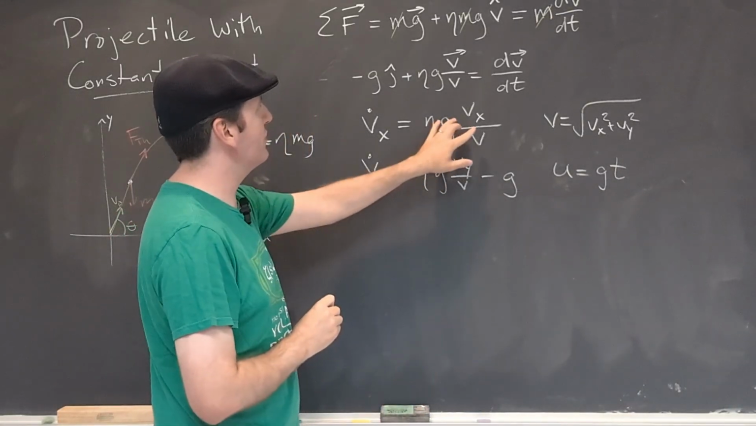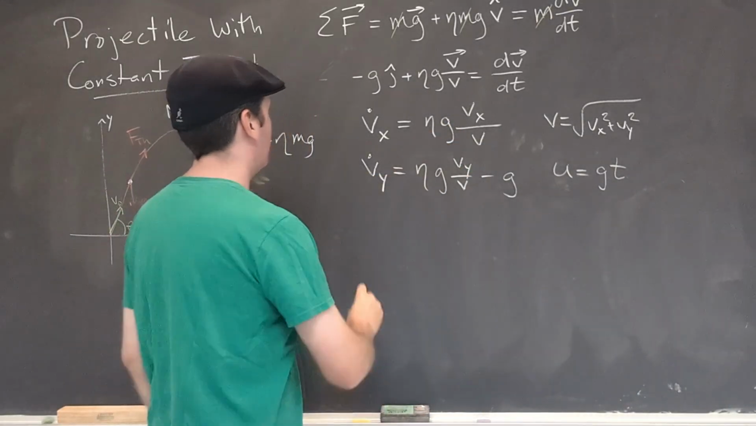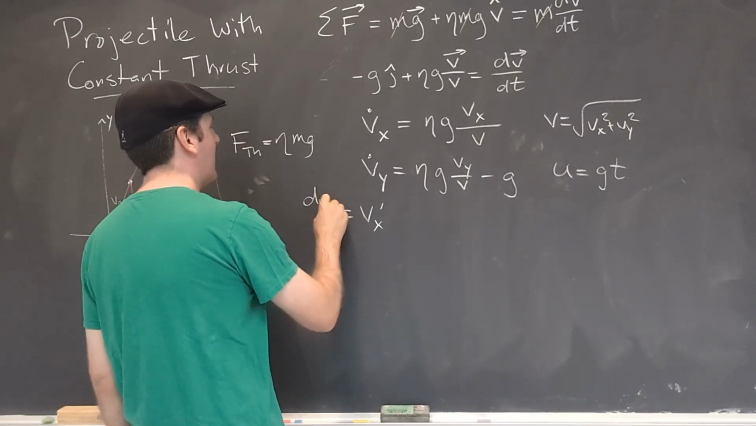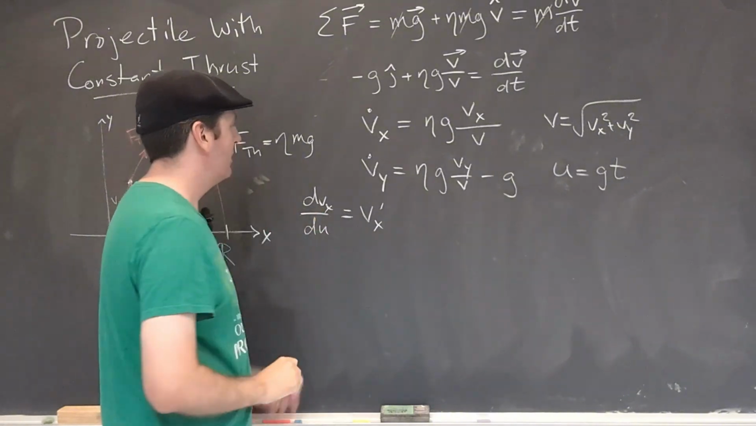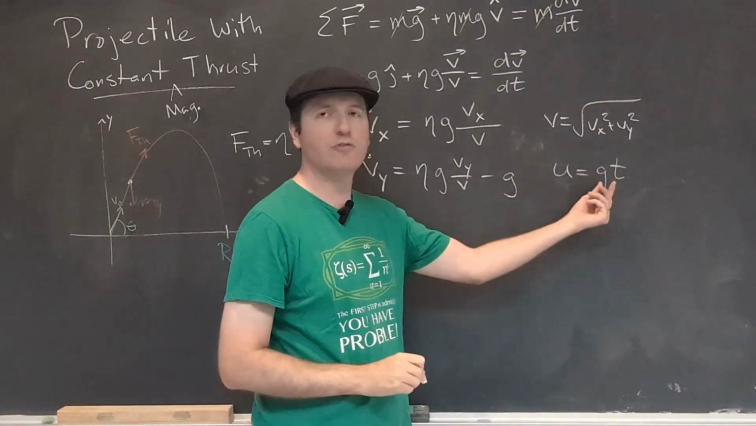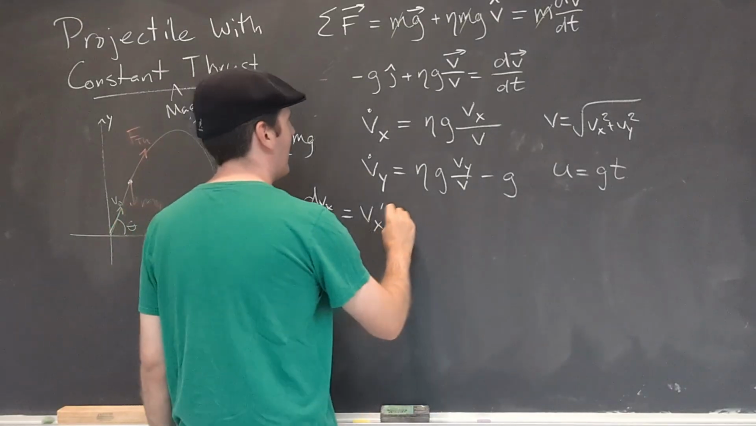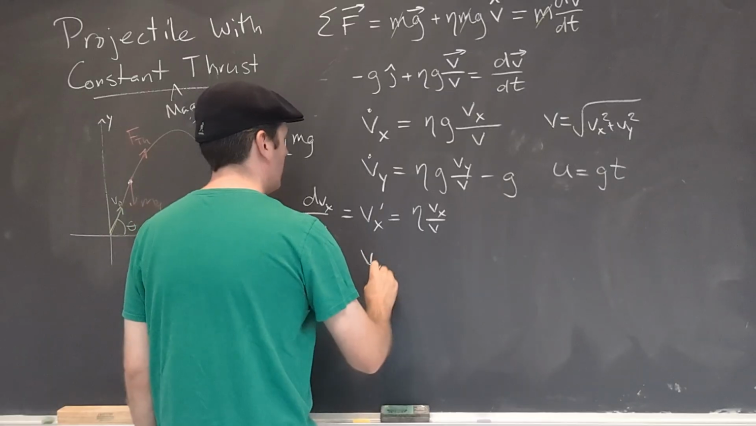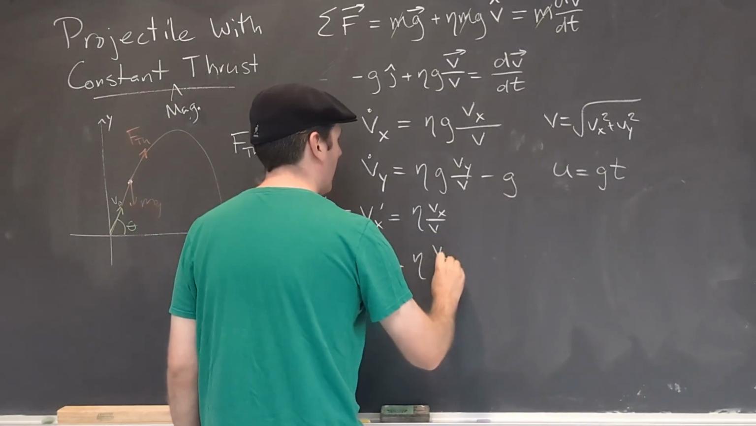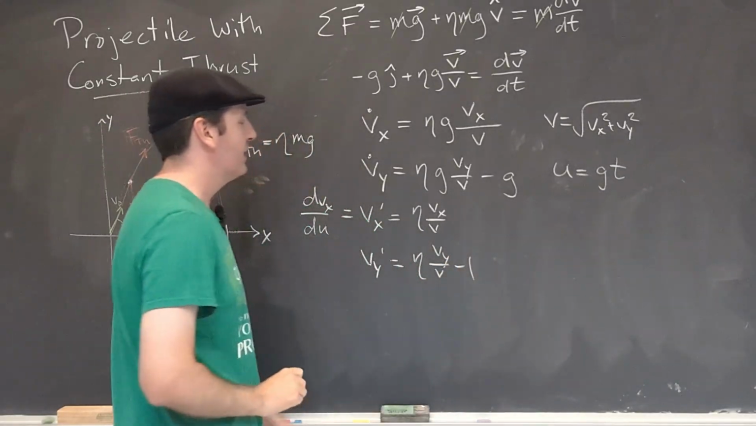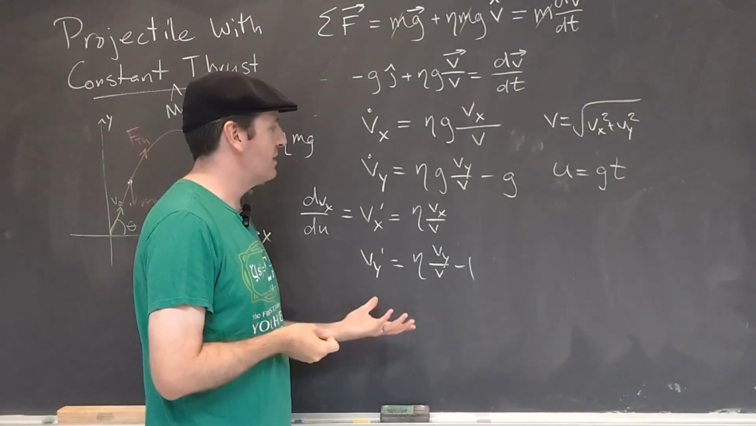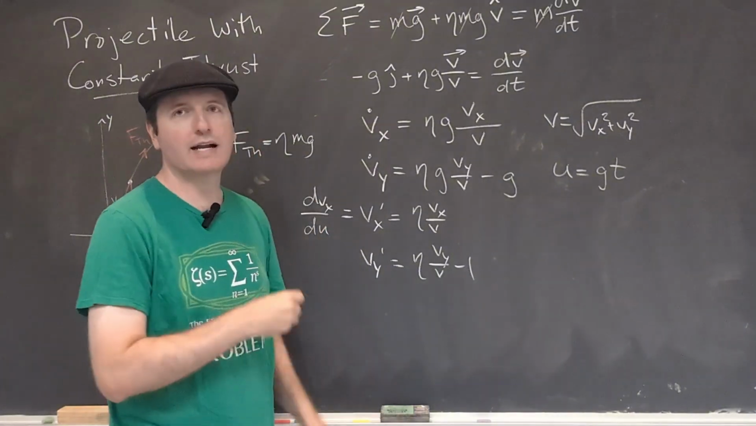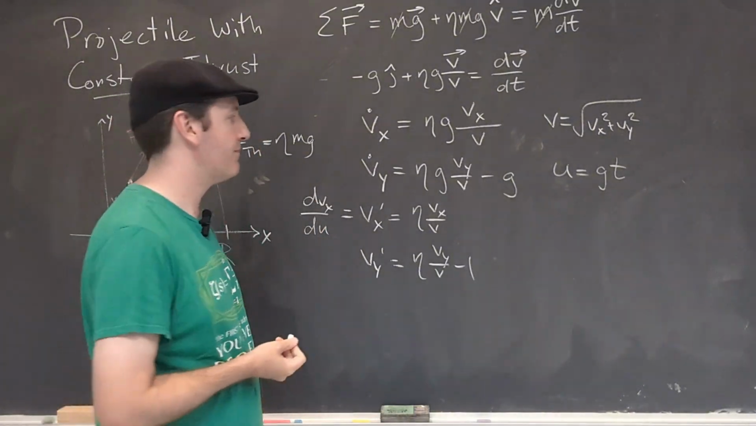And if we do that, then you can divide out the g's here and rewrite this as vx prime, that's dvx du now, which is just a sort of rescaled version of time. And that will just be eta vx over v, and then vy prime will be eta vy over v minus 1. Again, you don't have to do this, but it does make the analysis just a tiny bit easier in terms of not carrying those g's around all the time.